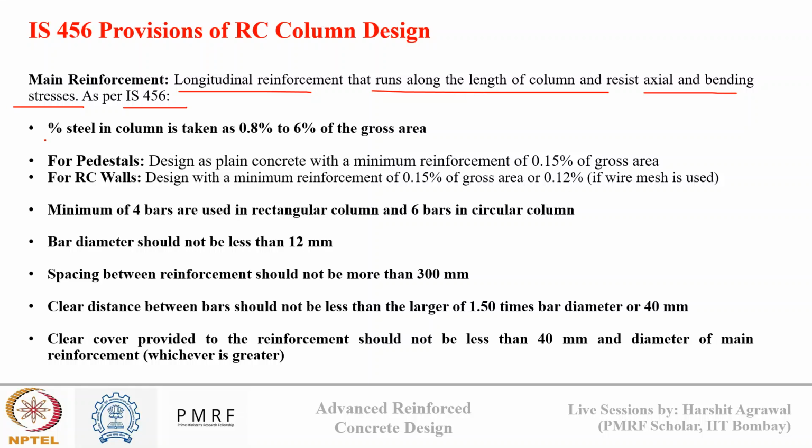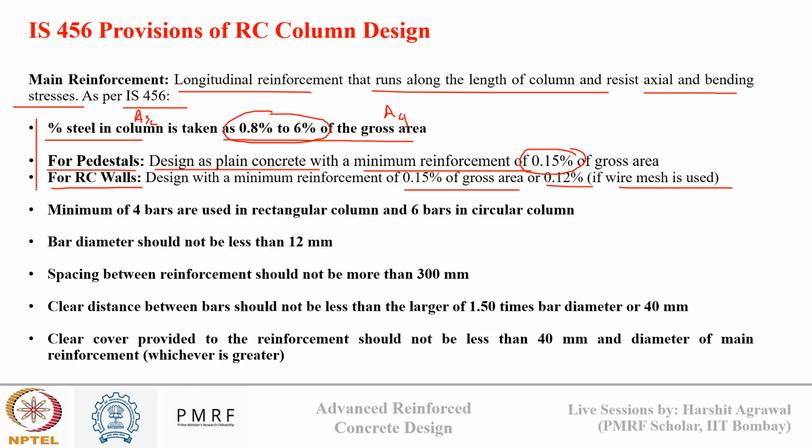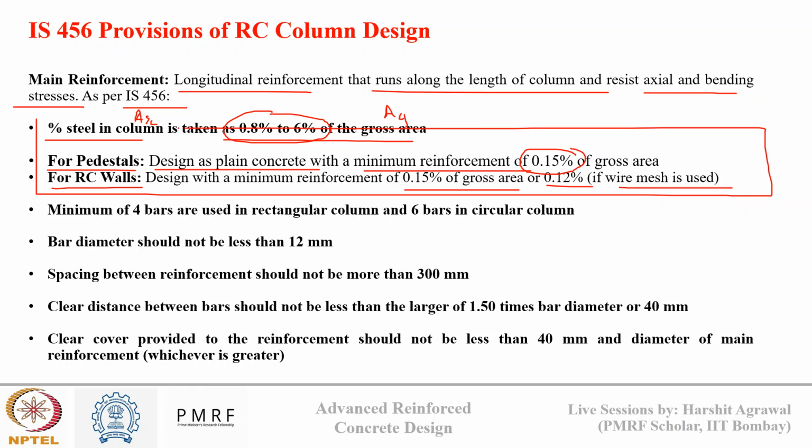The code says the percentage steel in a column shall be taken between 0.8 to 6% of gross area. Gross area is represented by AG, and steel reinforcement area is represented by ASC. So ASC should be between 0.8 to 6%. For pedestal, we can design plain concrete also, but with a minimum reinforcement of 0.15% of gross area. And for reinforced concrete wall, we need to keep the minimum reinforcement as 0.15 times gross area, or 0.12 times gross area if we are using wire mesh. So this is the criteria that the code has mentioned for percentage steel reinforcement.